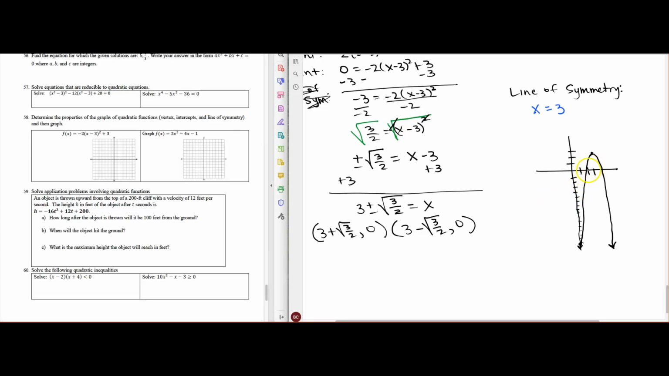And then you can kind of see where your x-intercepts are. They're not going to be on whole number answers. But if you were to figure out the decimal approximation on both of those, you'd see kind of like right there.